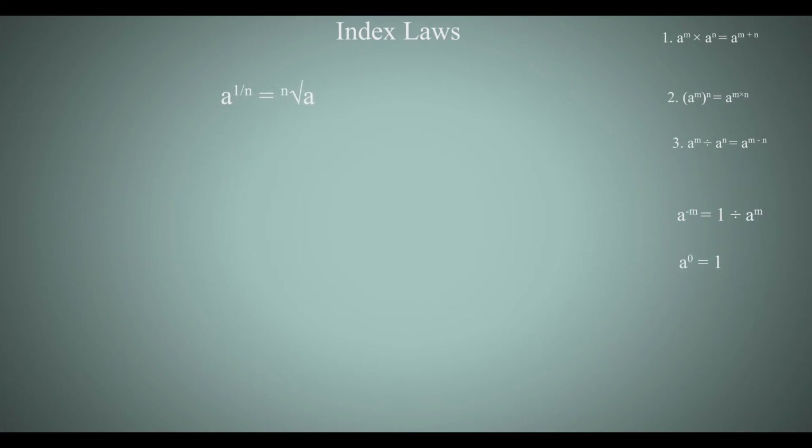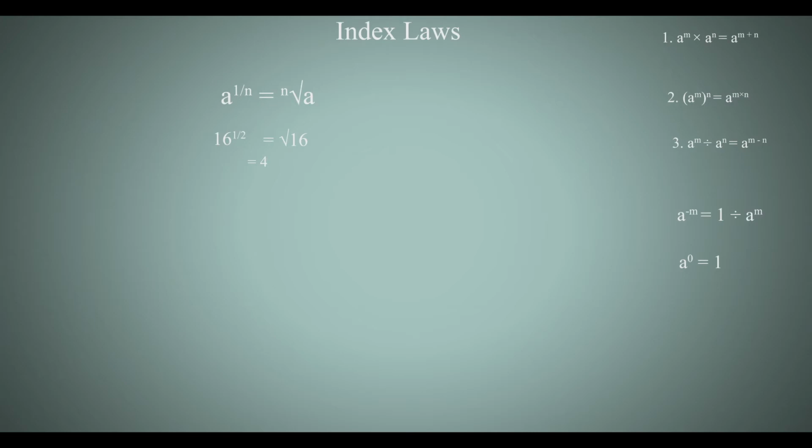So our sixth and final index law stated that a to the power of 1 over n is equal to the nth root of a. Now you may be a little confused. So let's take an example of 16 to the power of 1 over 2, so 16 to the power of a half. Now, since we need to take the nth root of that number, which is 16, and n would be 2, that would be the square root of 16, which is equal to 4. So 16 to the power of half is equal to 4.